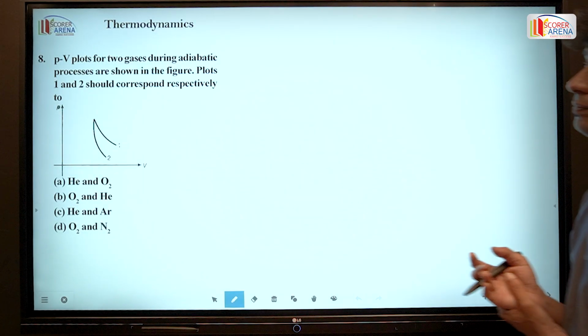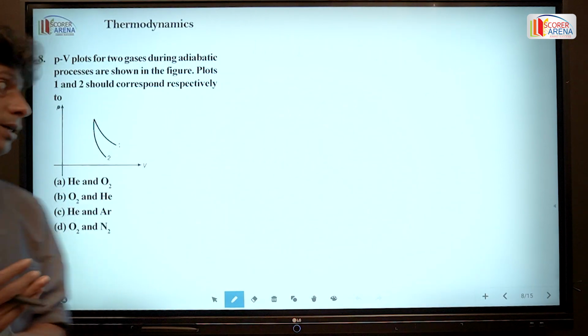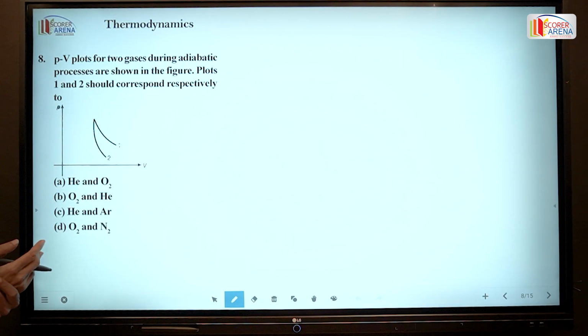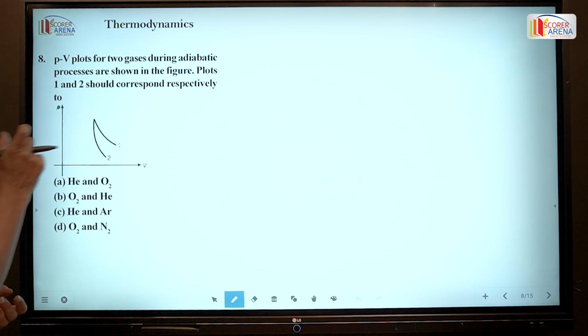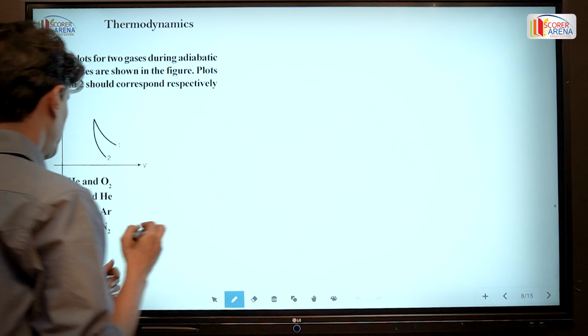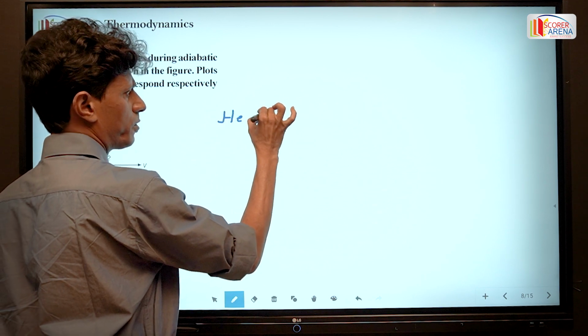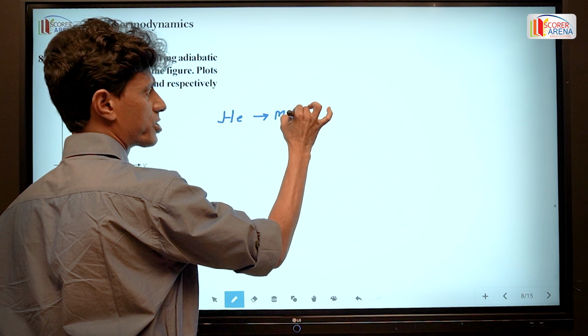Next problem, here also a graphical variation is given, a P versus V graph. So P versus V plot for two gases during adiabatic process are shown in the figure. Plot 1 and 2 should correspond respectively to. Here, you know, helium is a monoatomic gas.